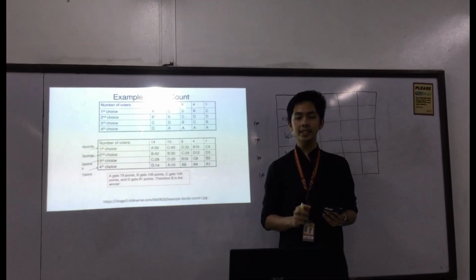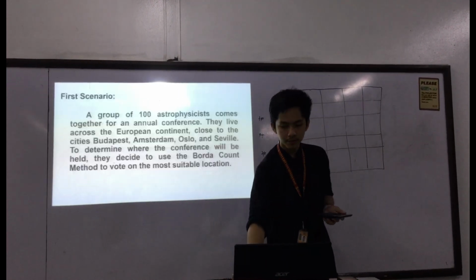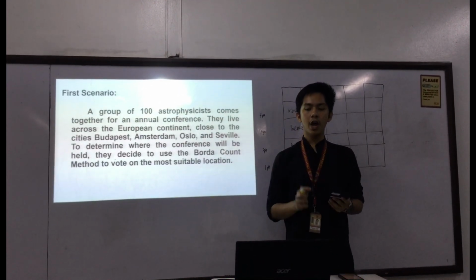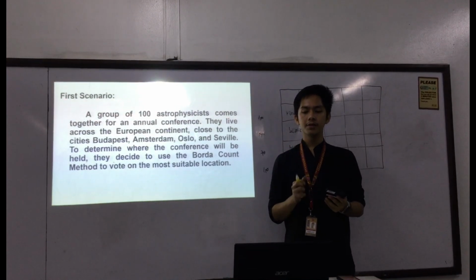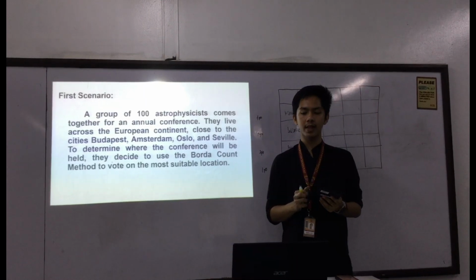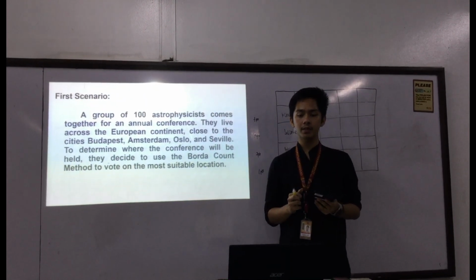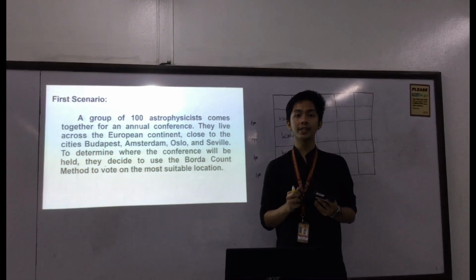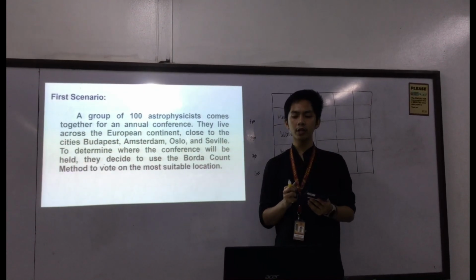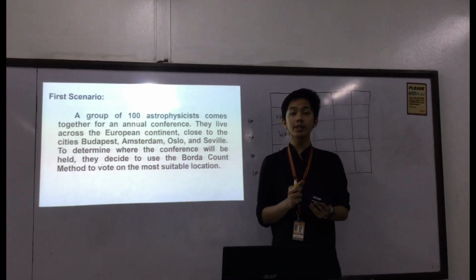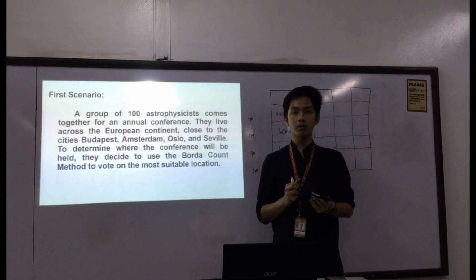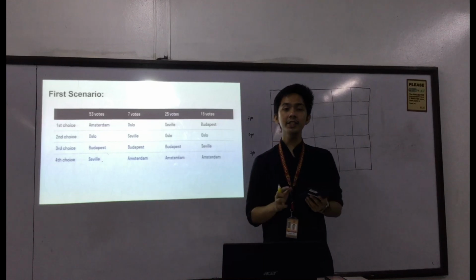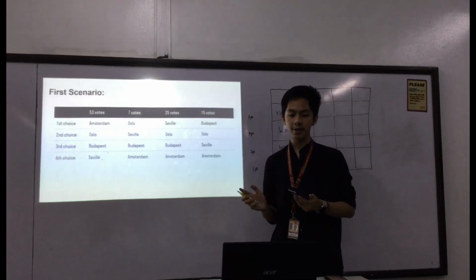Let's now apply this to a real life situation. First scenario: a group of 100 astrophysicists comes together for an annual conference. They live across the European continent, close to the cities of Budapest, Amsterdam, Oslo, and Seville. To determine where the conference will be held, we decide to use the Borda count method to vote on the most suitable location. This is the given data for the first scenario.